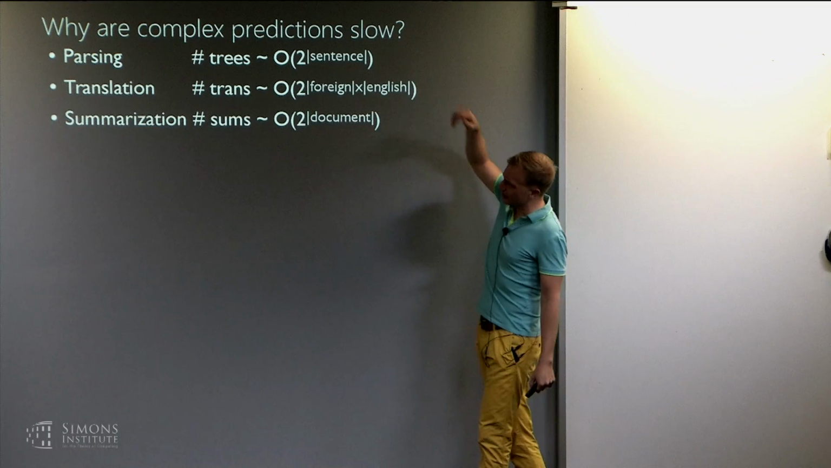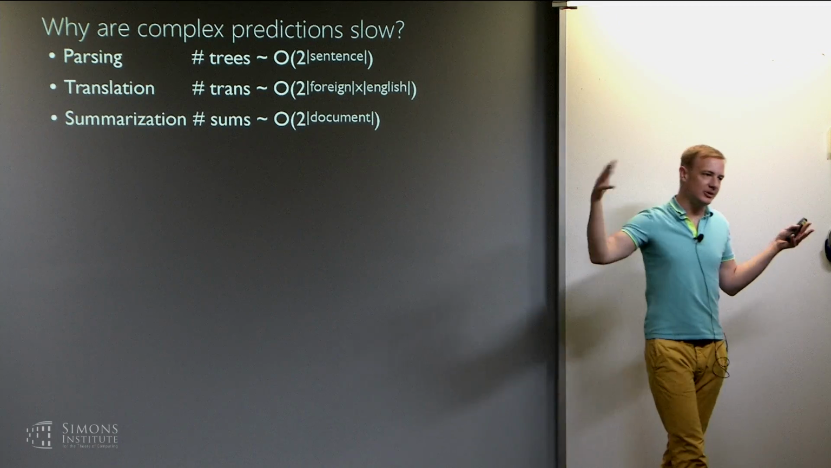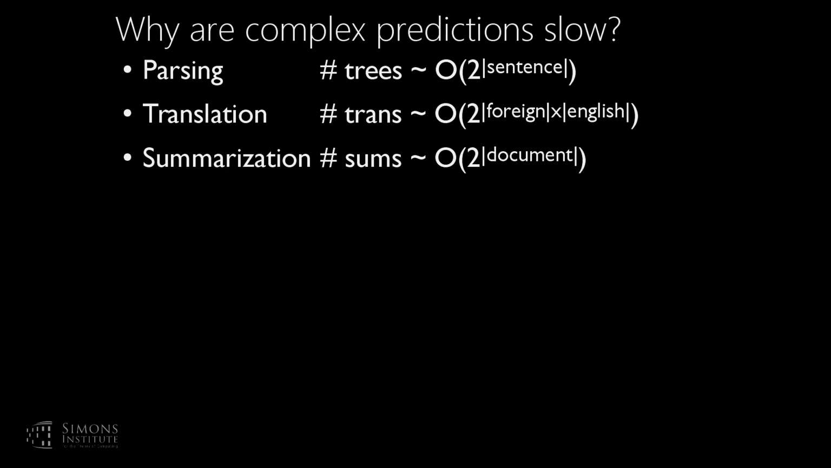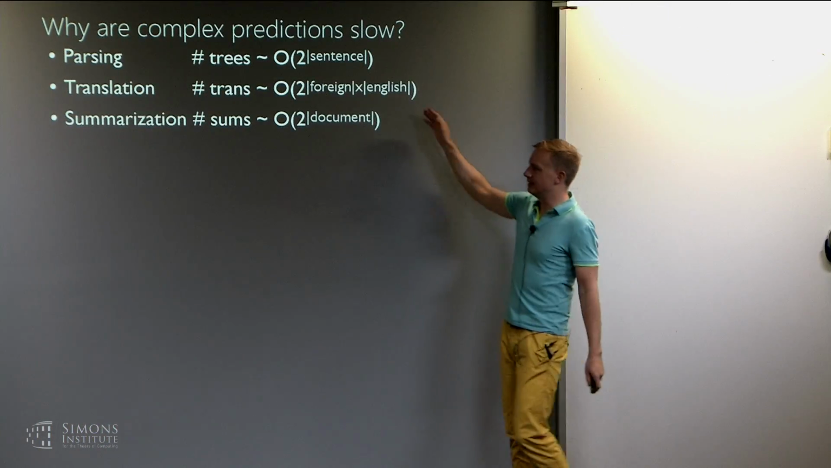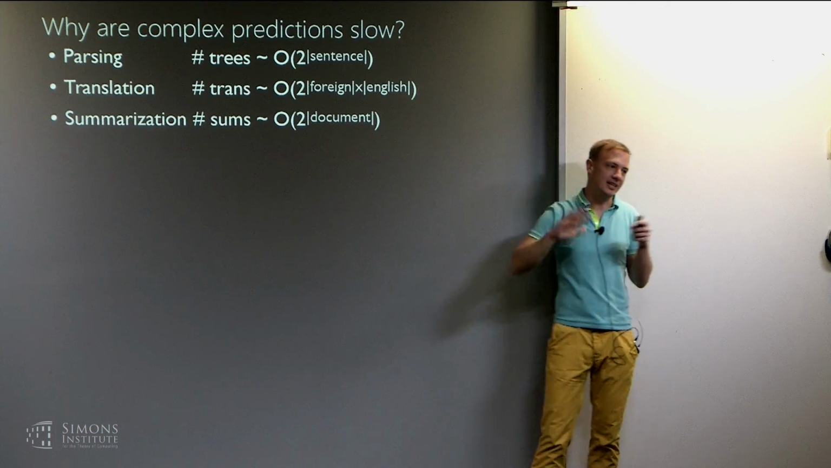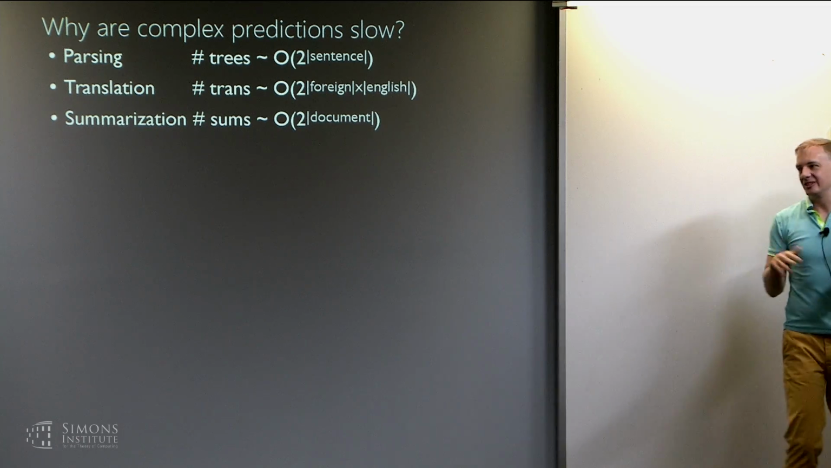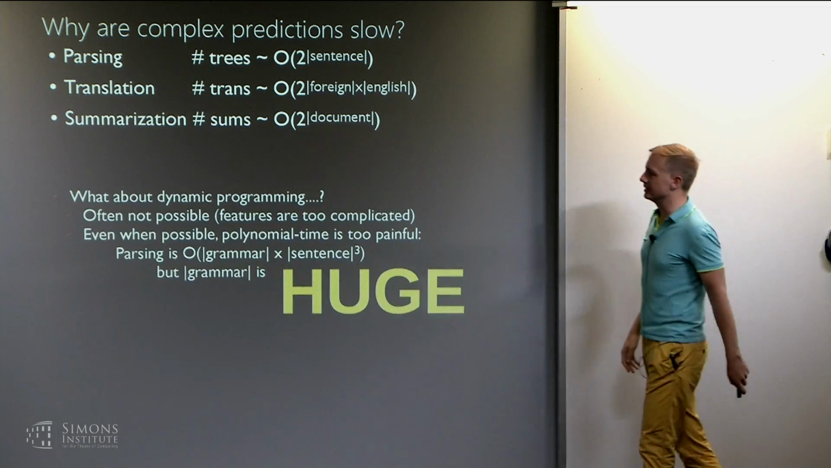So why is this? If you're talking about parsing, the number of trees you could possibly output is exponential in the length of the input. If you're trying to do translations, say from a foreign language into English, the number of possible translations is also exponential in the size of the input. Same thing if you're trying to do summarization. So pretty much anything you want to do, the number of output structures is going to be exponential in the size of the input in some way.